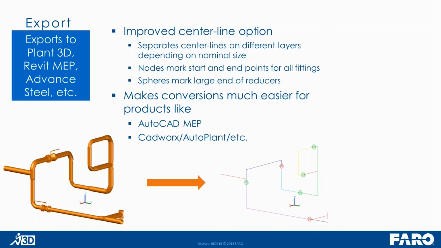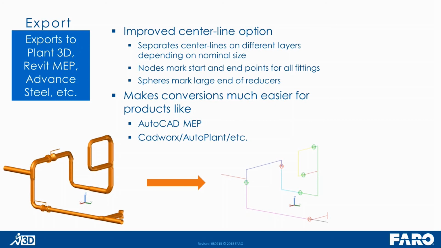So what we've done now is we still place nodes for all the fittings, but then we place spheres to mark the ends of the reducers, the large ends. We also separate all of your center lines on their own layer, denominated by their nominal size. So you'll have a layer that says nominal size 8-inch, nominal size 6-inch. And for example, if you're using CADWorks, the workflow I use is to use their router line feature, and you just turn on the layer going from smallest to largest.